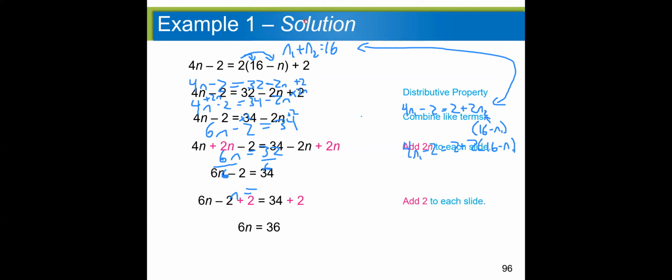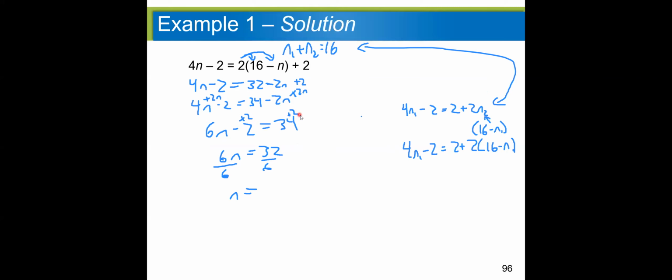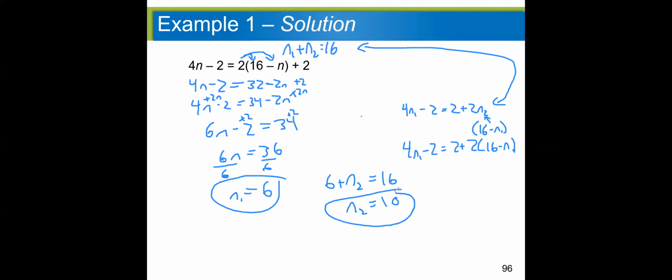Oh, okay. Yep, I see what I did wrong here. 34 plus 2 is not 32. 34 plus 2 is 36. See, I wrote plus 2 here, but for some reason the brain disconnected. There we go. 6 times 6 is 36. N equals 6. So then I have 6 plus N2 equals 16. N2 is 10. Small number is 6. Larger number is 10.